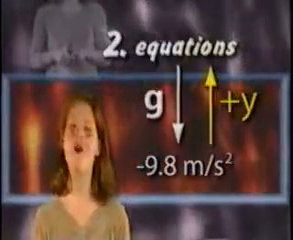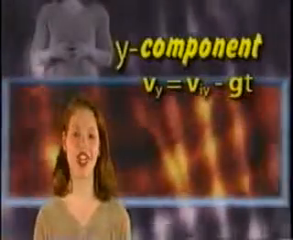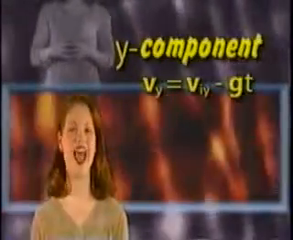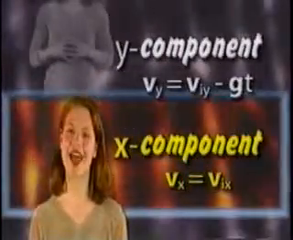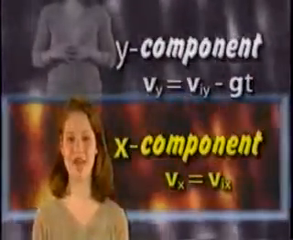y direction. The y component of a projected object's velocity, v sub y, equals v sub iy minus gt. The x component of a projected object's velocity is constant, so v sub x equals v sub ix all the time. For the distance that a projected object has gone in the x direction, x sub f equals x sub I plus v sub ix times t. We find the displacement of a projected object in the y direction by using y sub f equals y sub I plus v sub iy times t minus 1/2 gt squared.